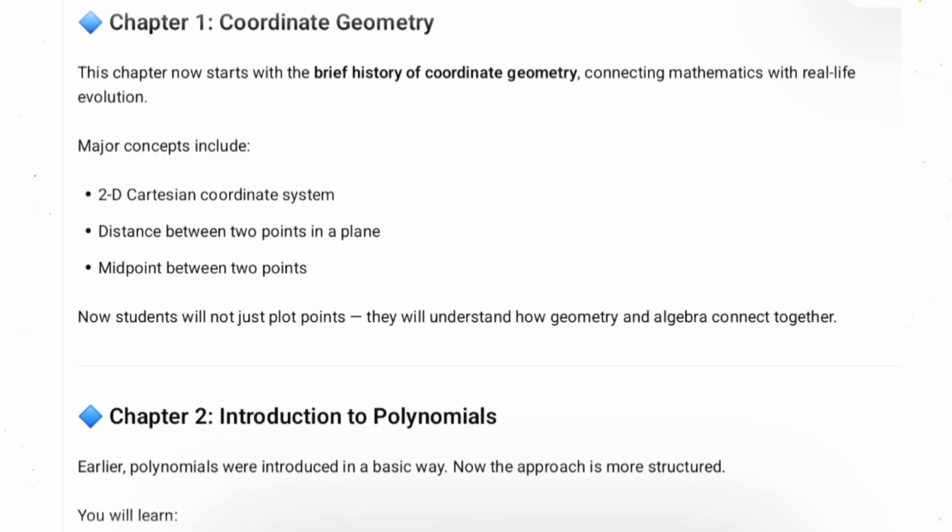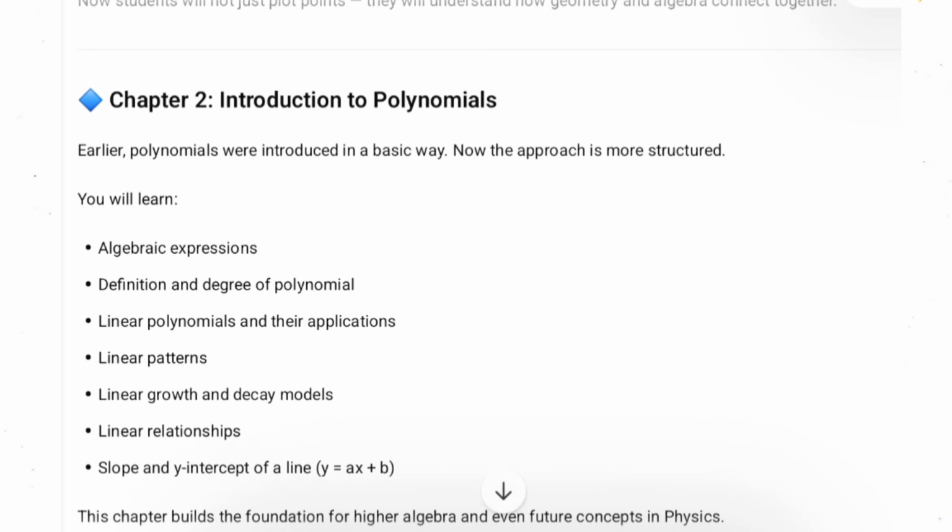So the first chapter is coordinate geometry. This chapter starts with a brief history of coordinate geometry, connecting mathematics with real life evolution. Major concepts include the 2D Cartesian coordinate system, distance between 2 points in a plane and the midpoint between 2 points. Here students will not just plot points, they will understand how geometry and algebra are connected together.